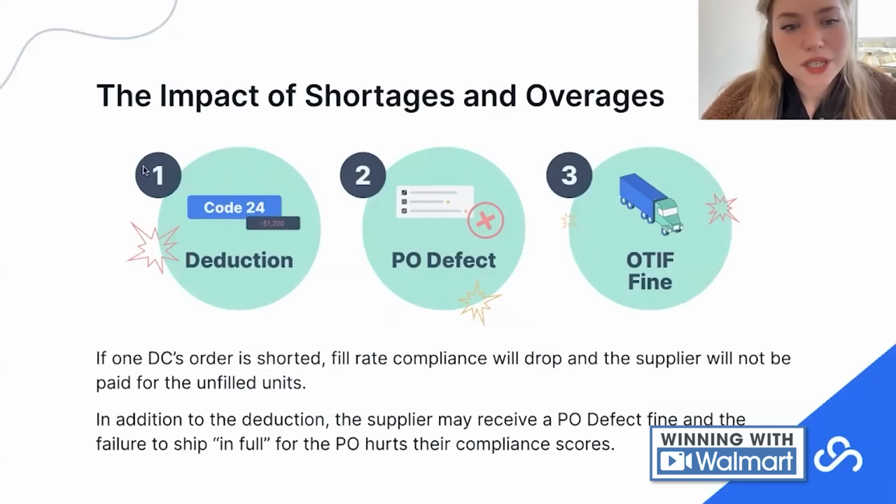So an AP level deduction, a really great code for that is code 24. So that's going to be one of those shortages. You're going to see a SQEP fine of PO defect, and then you're going to have an OTIF fine, the on time in full fine, which is also going to impact your bottom line. And so your fill rate compliance is going to drop. You will not be paid for the unfilled units. And then in addition to the deduction, you're going to have a PO defect fine and the failure to ship in full, which is going to hurt your compliance score overall.